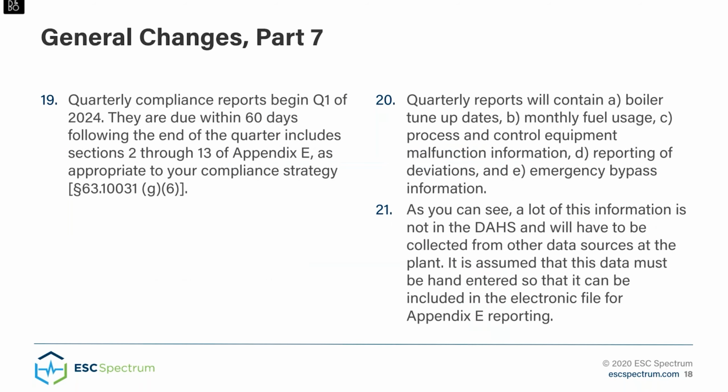Now moving on, again, I'm sure it seems like I'm harping on this topic, but quarterly compliance reports begin on the first quarter of 2024. They're due within 60 days following the end of the quarter and include information specified in sections 2 through 13 of Appendix E again. Some of these sections are relevant to you, but they really are dependent upon what your compliance strategy is. So again, you need to review Appendix E and figure out what your compliance strategy is and what elements of sections 2 through 13 you need to report.